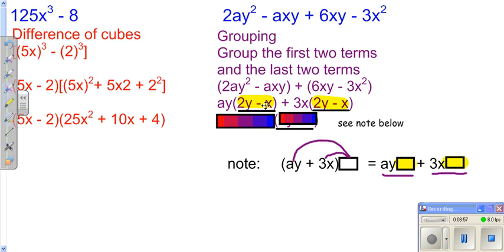Here our box is our parenthesis. We're going to pull out that box. Well, if our box gets pulled out, that's gone here, leaves us with an ay and a plus sign. Here our box is gone, and it leaves us with our 3x.